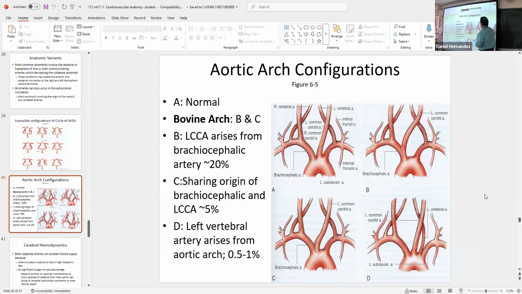Some patients might have what's referred to as a bovine arch, where instead of 3 branch vessels, they only have 2 coming off. Or they share a common stalk with the left common carotid artery.